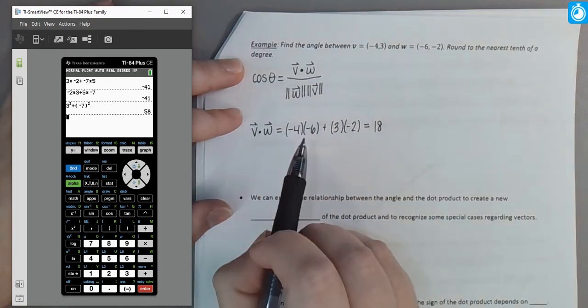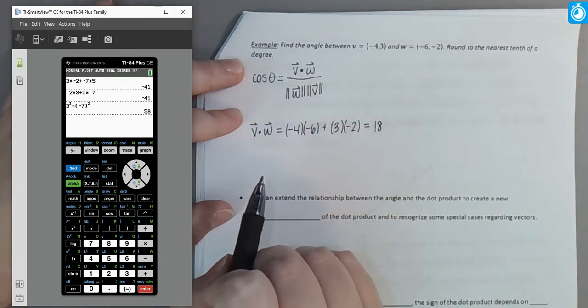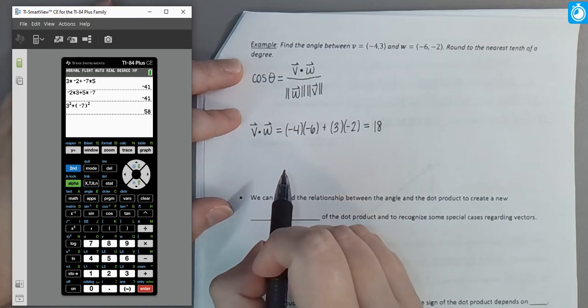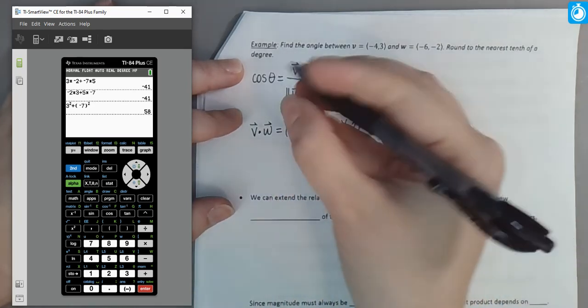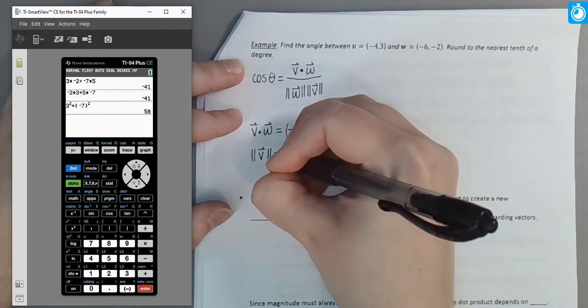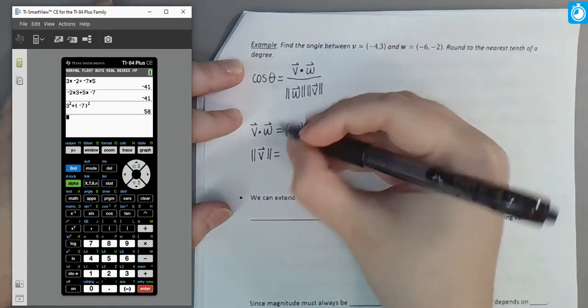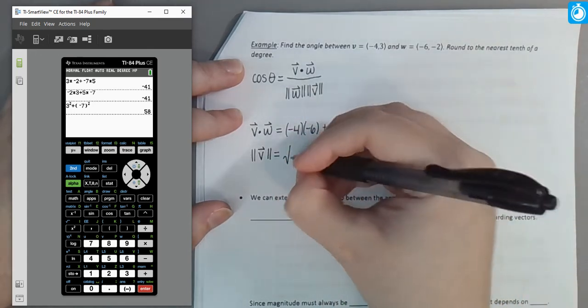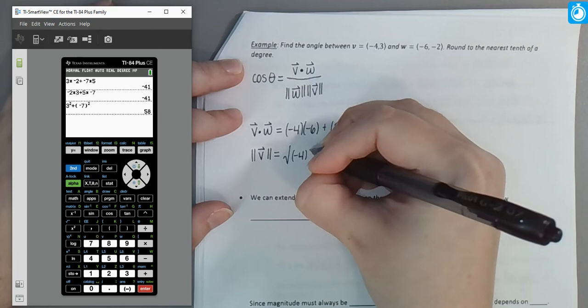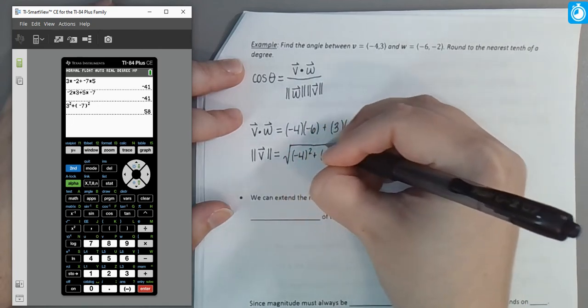Okay, now let's find our magnitude. And ideally, because we're going to round at the end, we want to avoid rounding as much as possible near the beginning of the problem. So we'll see if we can avoid that. So the magnitude of V, we're going to square our components, add them, and then take the square root of that sum. So negative 4 squared plus 3 squared.